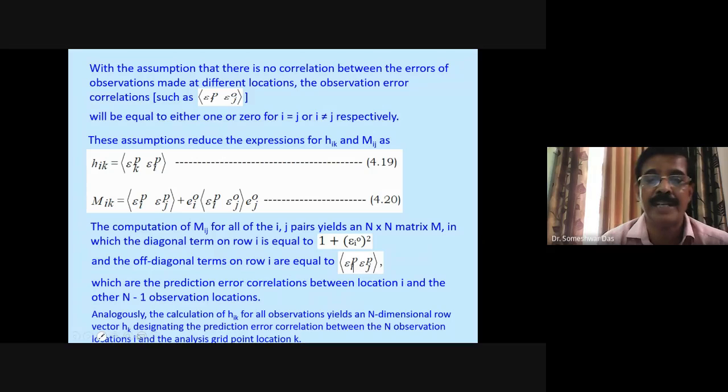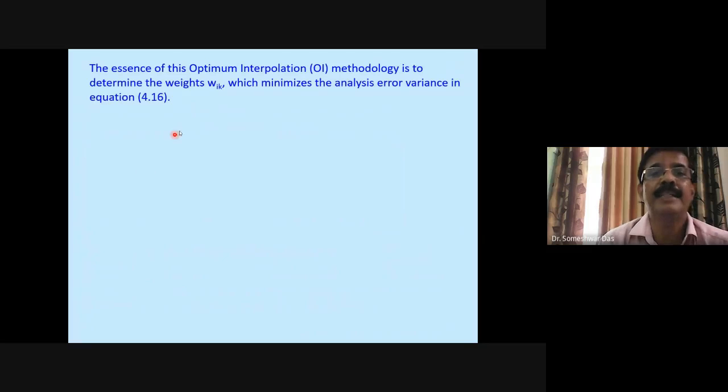Analogously, the calculation of HIK for all observations yields an n-dimensional row vector HK, designating the prediction error correlation between the n observation locations I and the analysis grid point location K. Okay, so this is the HIK, which is basically yielding an n-dimensional row vector HK. The essence of this optimum interpolation methodology is to determine the weights WIK, which minimizes the analysis error variance in equation 4.16.